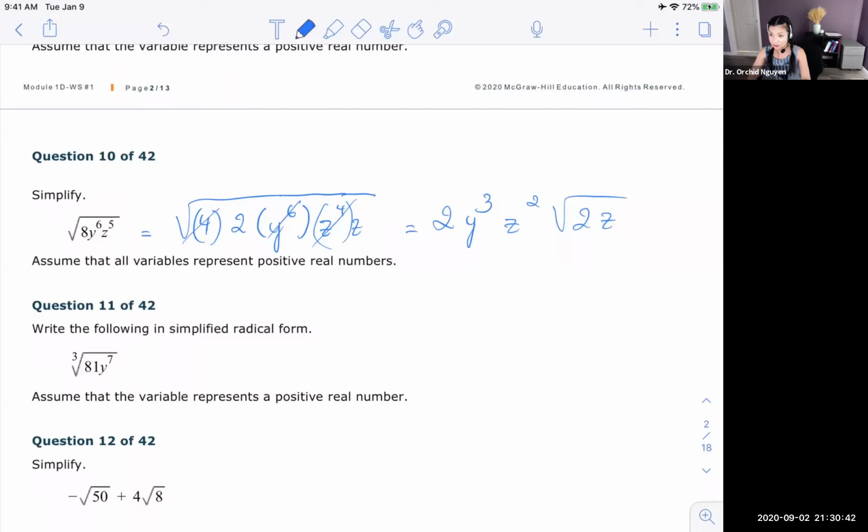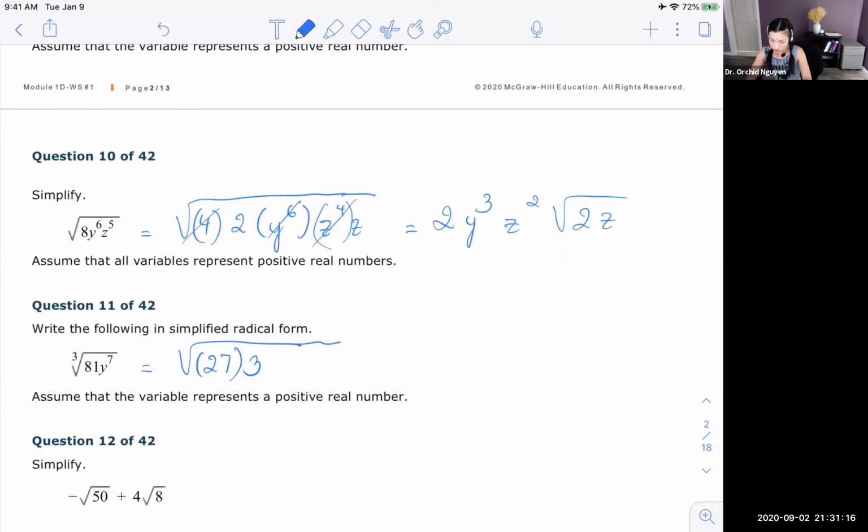So the perfect cube in 81, hopefully you still remember. So the perfect cube, if you don't remember, you can just simply take 81 divide by the perfect cube. So the first perfect cube I can think of is 8. Obviously it's not working out. So the second perfect cube I can think of is 27. So I'm going to take 81 divide by 27, and I get 3. So 27.